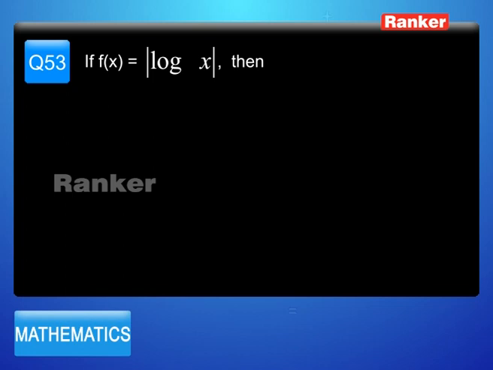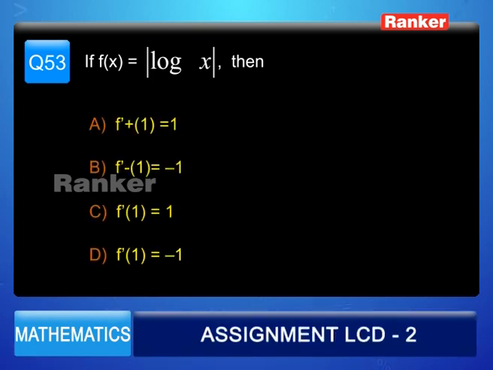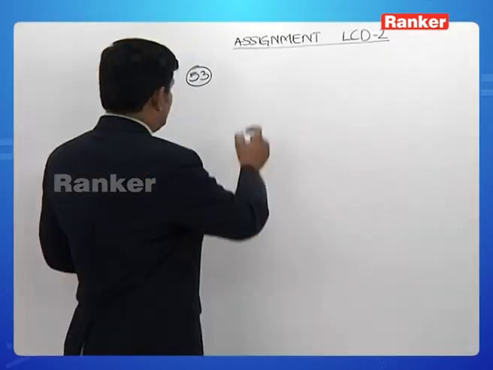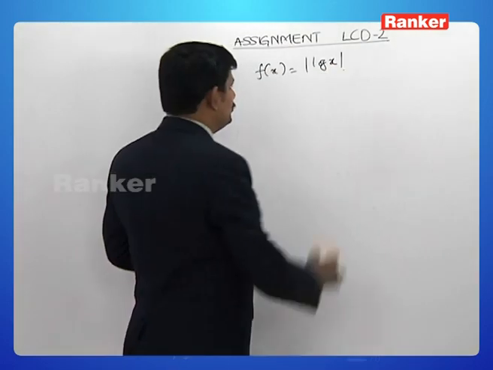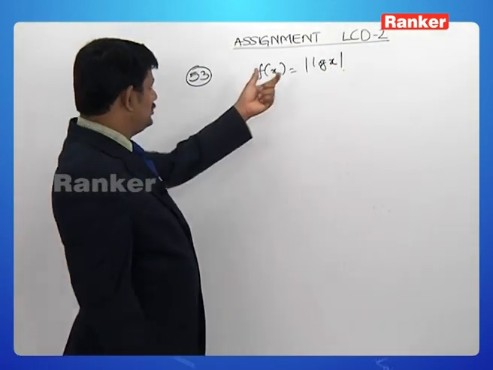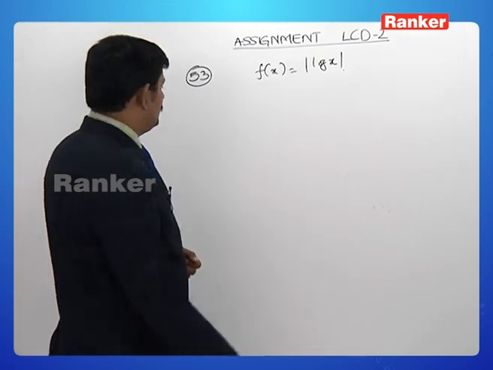Next question, if f of x is equal to mod log x, then option A, f dash of 1 plus is 1, f dash of 1 minus is minus 1, f dash of 1 is 1, and option D, f dash of 1 is minus 1. So, we need to check whether left hand derivative at 1 is 1 or right hand derivative at 1 is minus 1 or derivative at 1 is 1 or minus 1. For the function f of x is equal to mod log x, we need to check differentiability of f of x at x equal to 1.